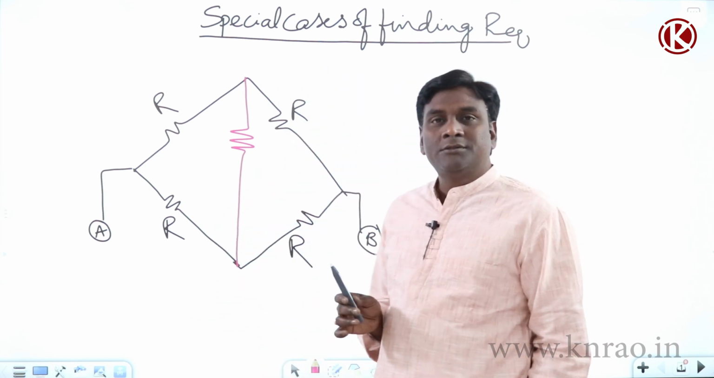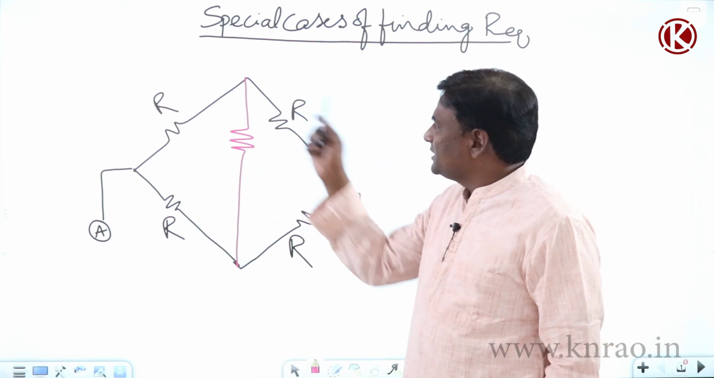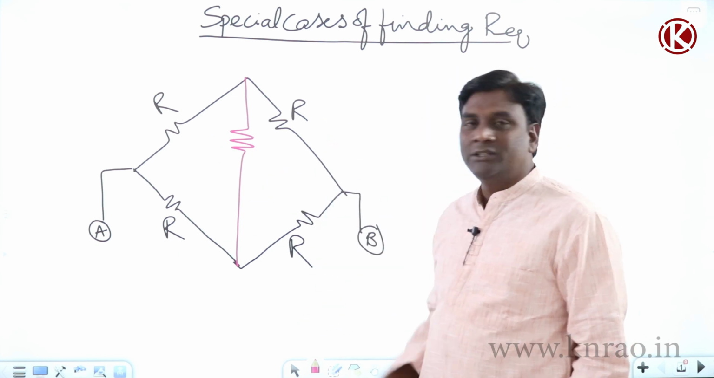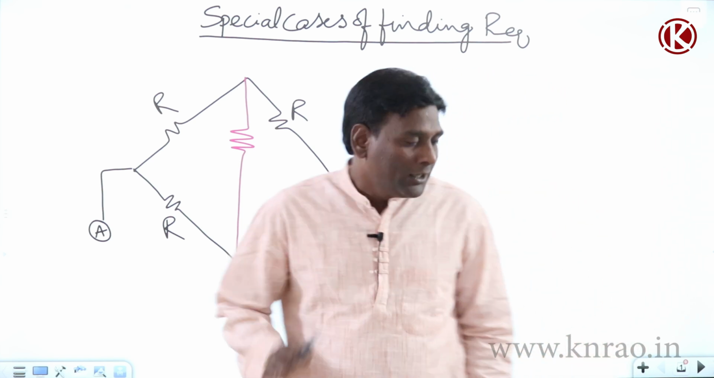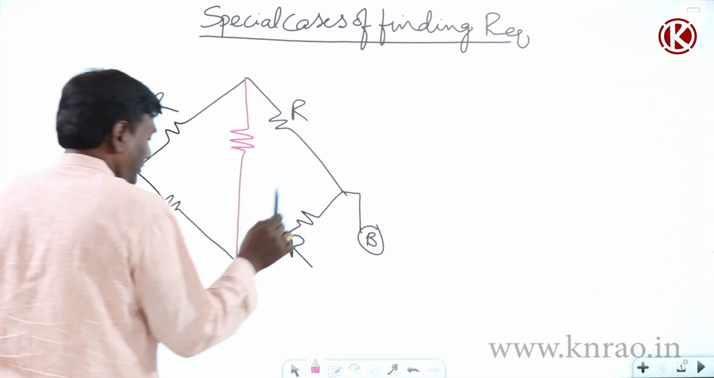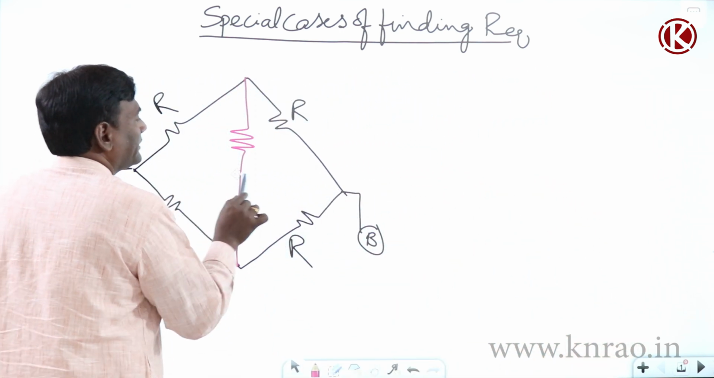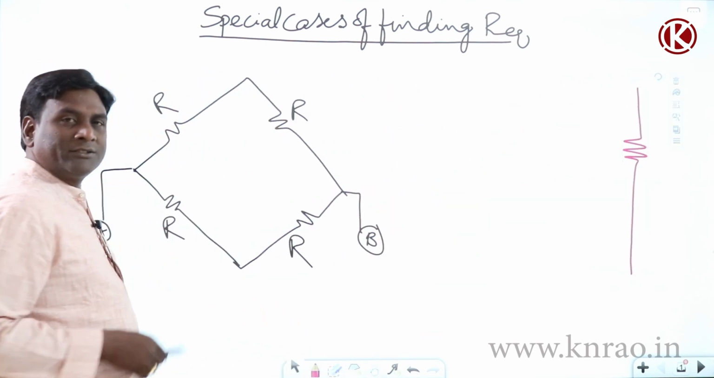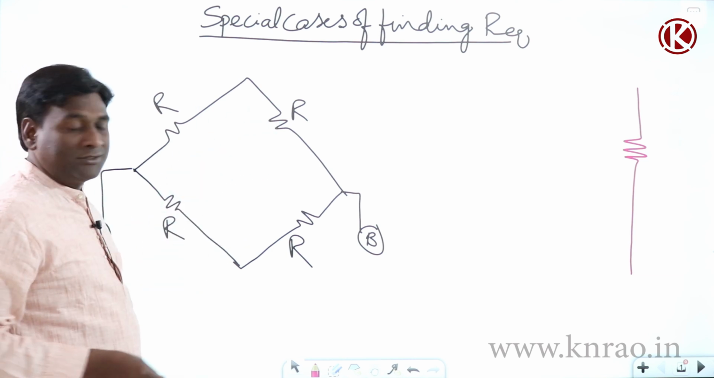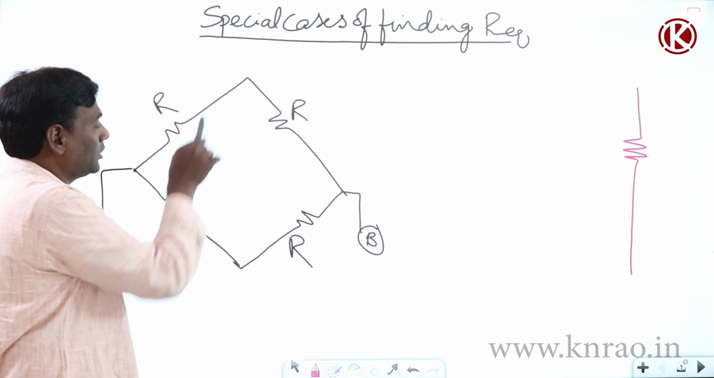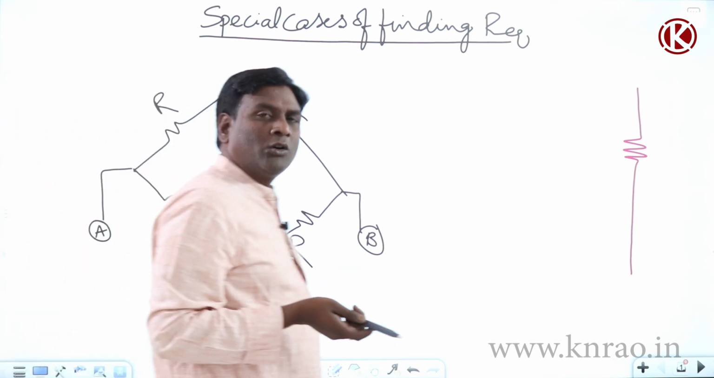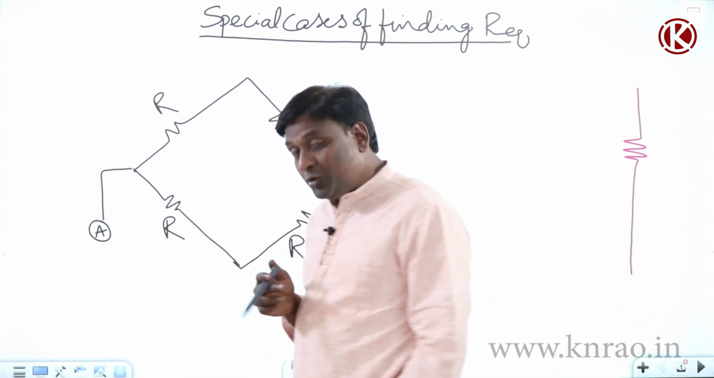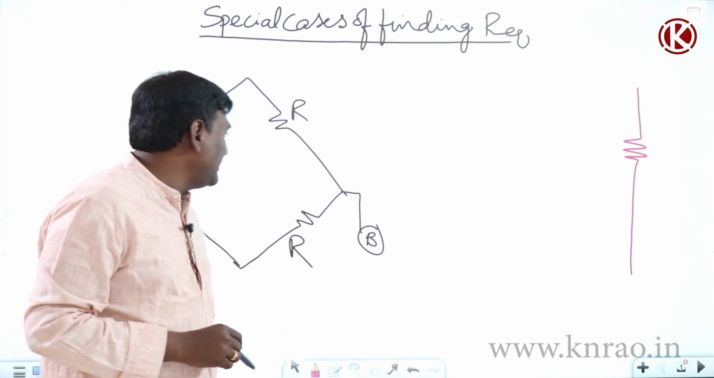The bridge is balanced. Wheatstone bridge. So the bridge is balanced, P by Q equal to R by S, so we can remove this branch. Then the equivalent resistance across AB is going to be R and R connected in series, 2R connected in parallel with 2R, equivalent resistance is going to be R, that's it.